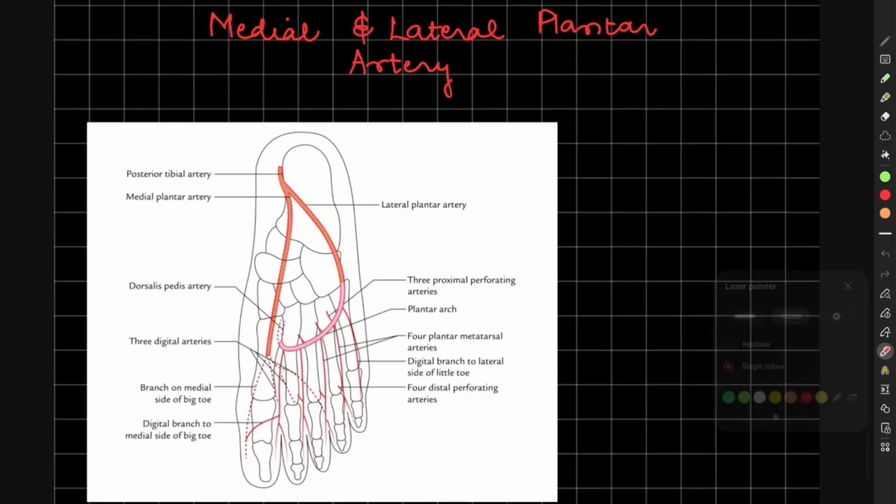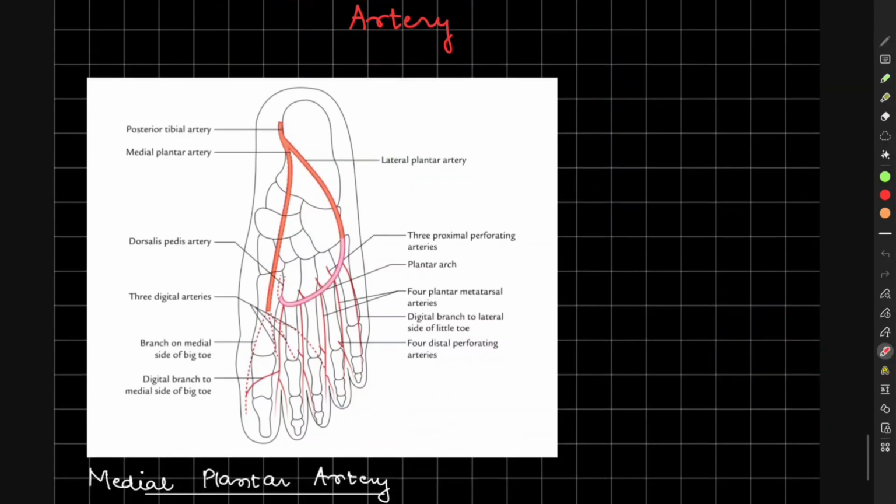Now, I have completed the medial and the lateral plantar nerve in the previous video. In this video, if we talk about the medial and the lateral plantar artery, you can see this is our medial plantar artery, whereas this is our lateral plantar artery. Both are the branches of the posterior tibial artery.